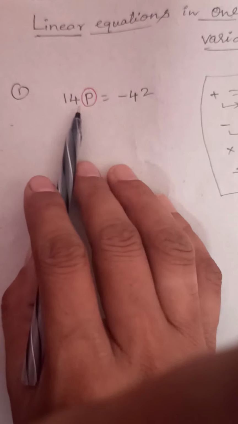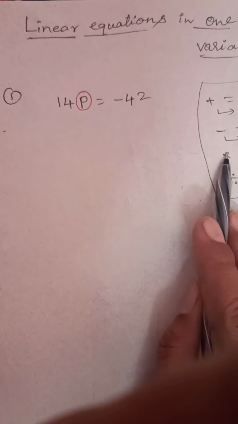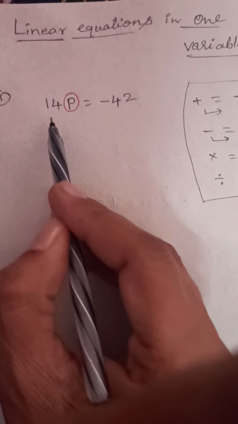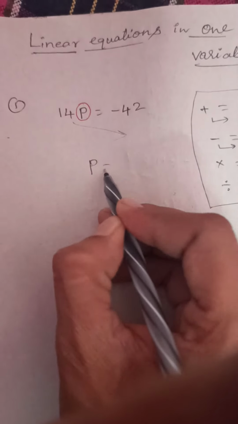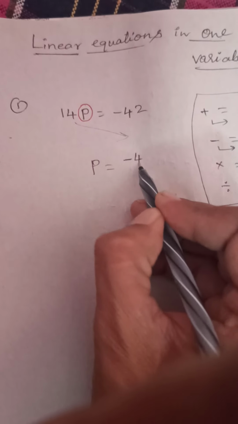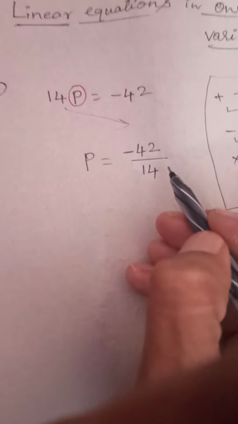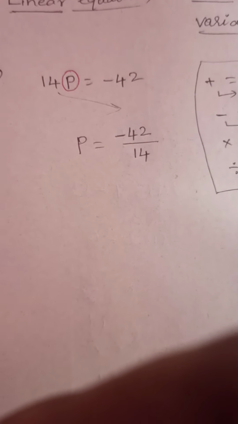Now here if you observe clearly, it is 4 into p. Multiplication is there. So according to this, multiplication becomes division on the other side. So what are you going to get? p is equals minus 42 divided by 14. Now, in any table you can cancel, whichever you are convenient with.